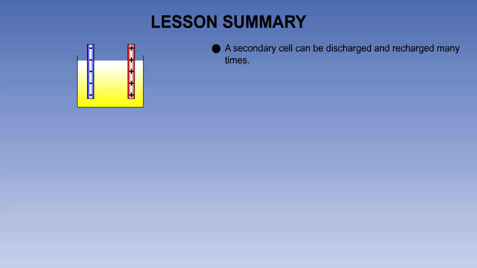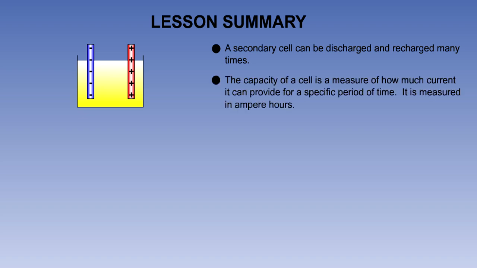That is the end of the lesson. You have learned the following key points. A secondary cell can be discharged and recharged many times. The capacity of a cell is a measure of how much current it can provide for a specific period of time. It is measured in ampere hours.